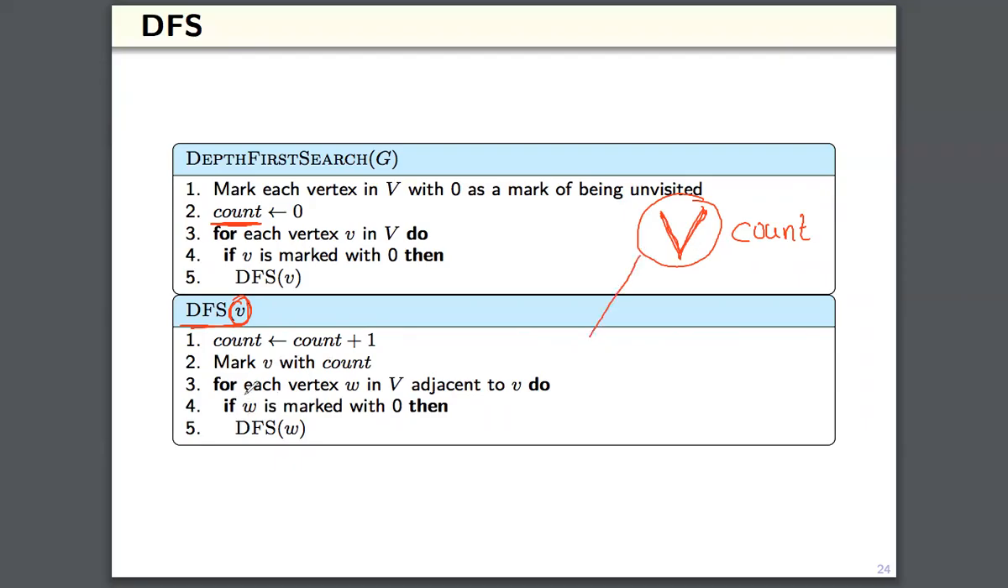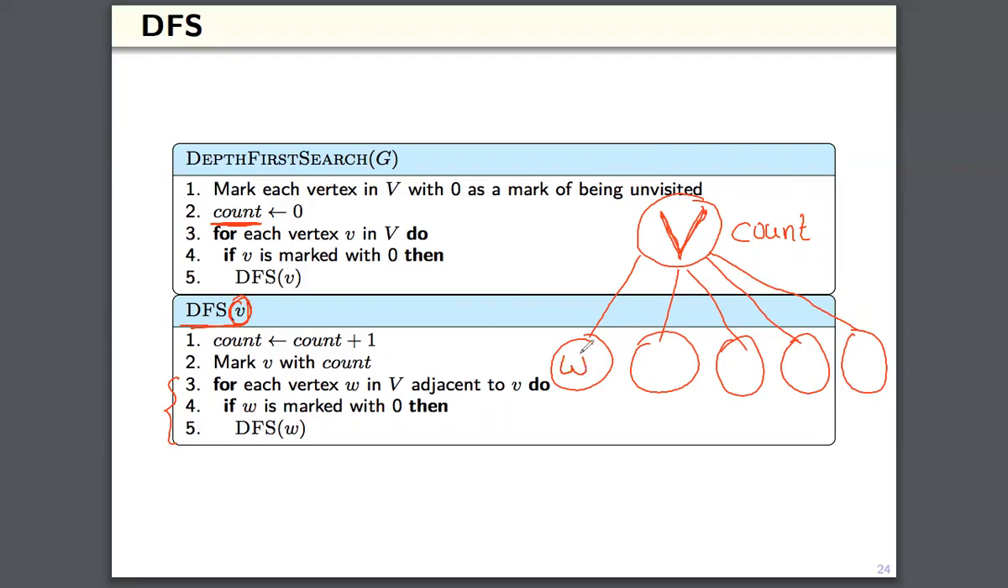And then we will see, look at lines 3, 4, 5. For each vertex w in V adjacent to v, that means look at all the neighbors of v. Suppose there are 5 neighbors.